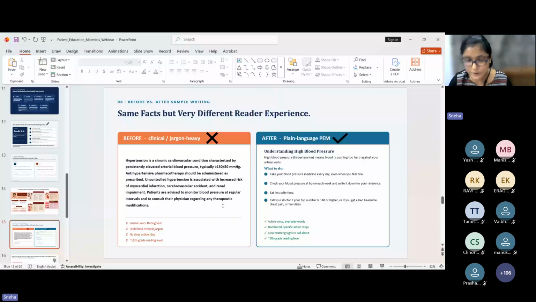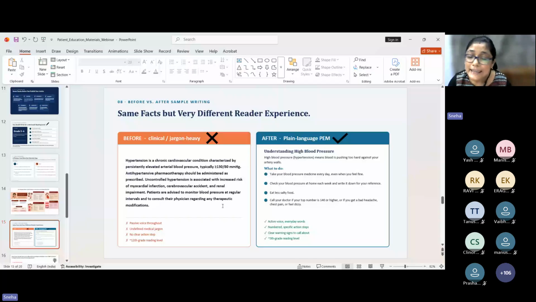Now the after one, which is a plain language summary. Understanding high blood pressure. High blood pressure, and in brackets you can mention hypertension, the scientific term, means blood is pushing too hard against your artery walls. Quite easy to understand. What to do: take your blood pressure medicine every day, even when you feel fine. Check your blood pressure at home each week and write it down for your reference. Eat less salty food. Call your doctor if your top number is 140 or higher, or if you get a bad headache, chest pain, or feel dizzy.